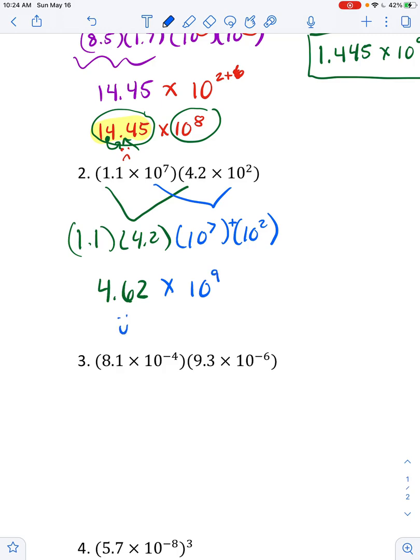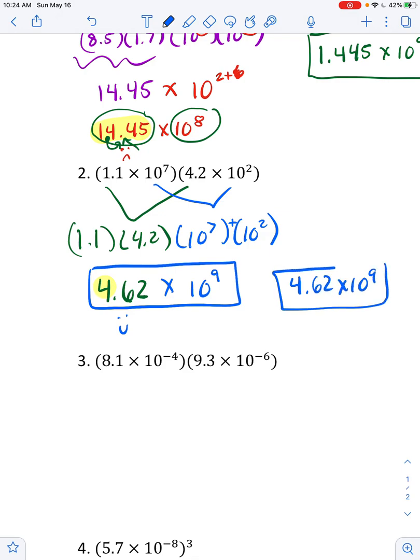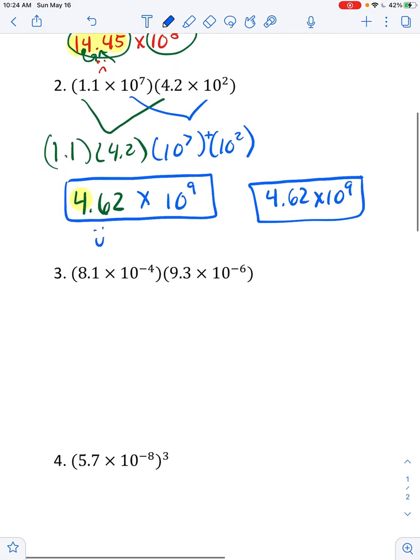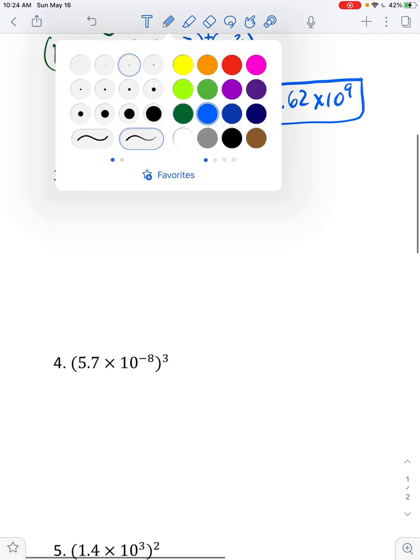And this one is actually good because 4.62 only has a one-digit number to the left. So I don't even need to rewrite this one. And my final answer is going to be 4.62 times 10 to the ninth. I don't have to make any changes or tweaks like I did in the first example. Okay, let's try it again.